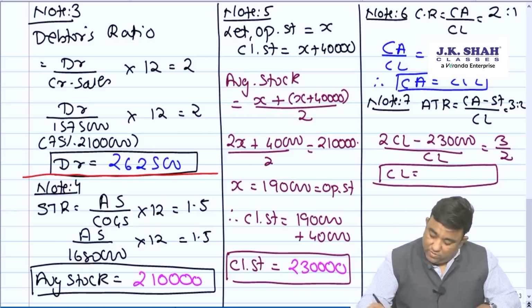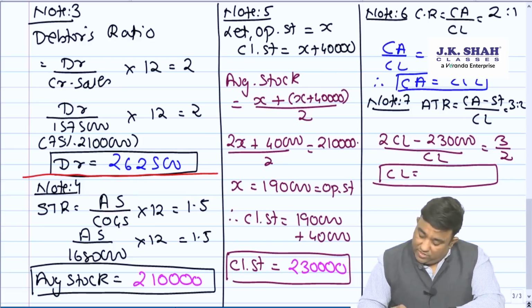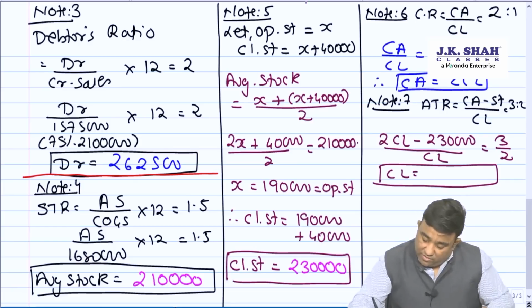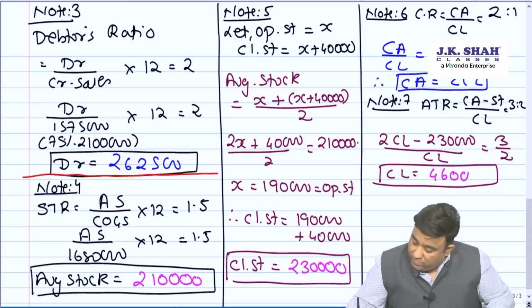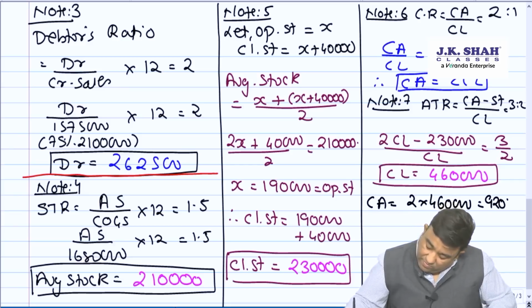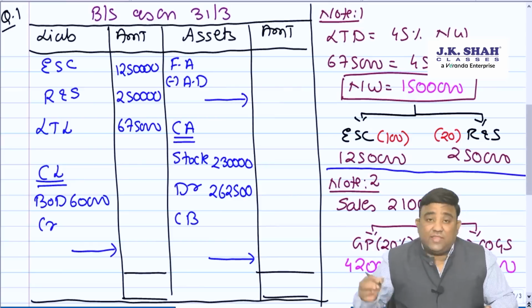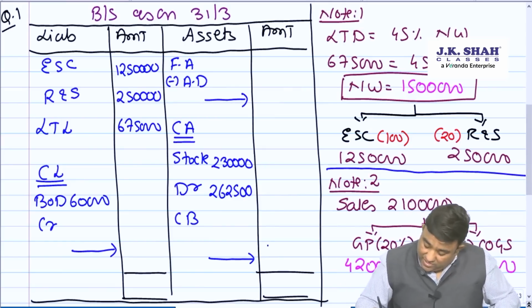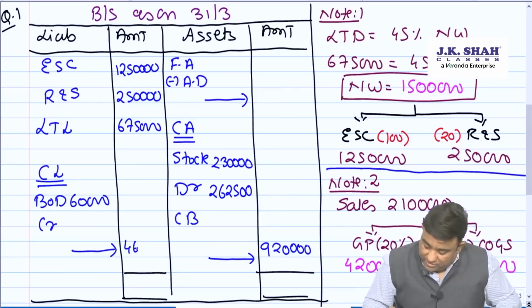Can I, student? Current liability, that is 3CL and 4CL minus 460. So yes, CL is going to be 4,60,000. And as CL is ready, student, current asset is going to be 2 times of 460, which is going to be 9,20,000. So student, now I can post current asset and current liability, that is 9,20,000 and that is 4,60,000.